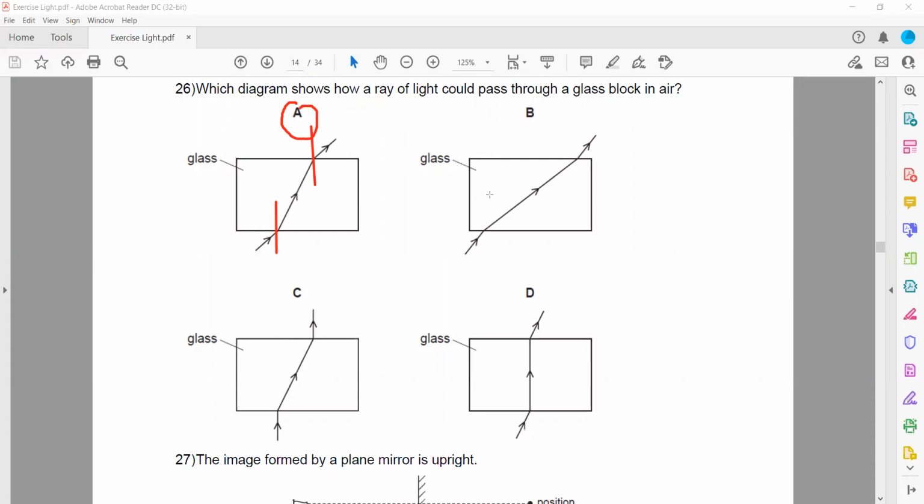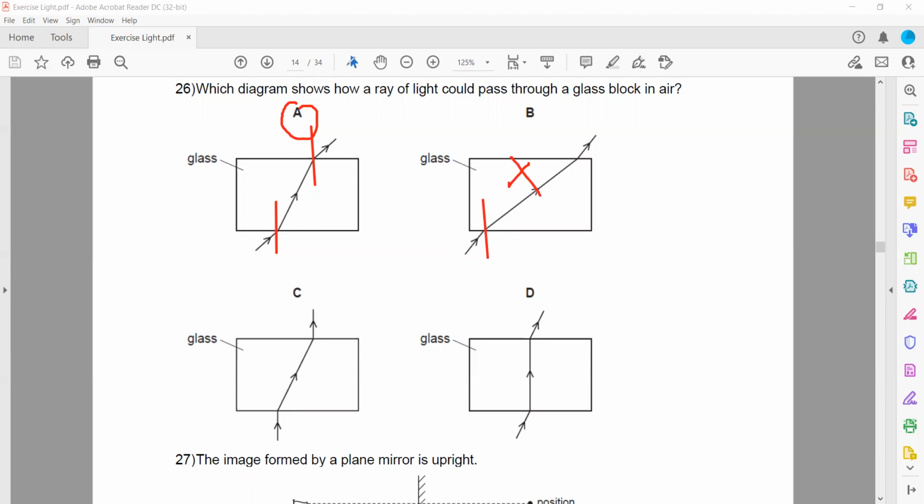Why is B wrong? Because when we draw the normal, when it is moving from air to glass, it should bend towards the normal as the speed is decreasing, but it is moving away from the normal. That's why B is not the right answer.